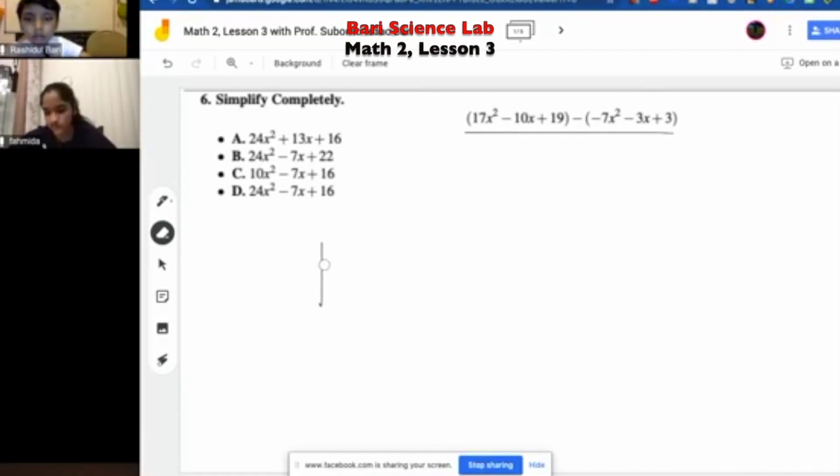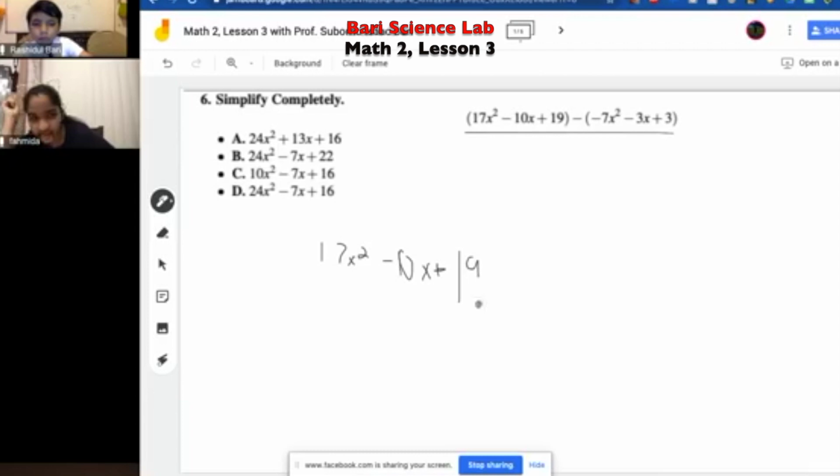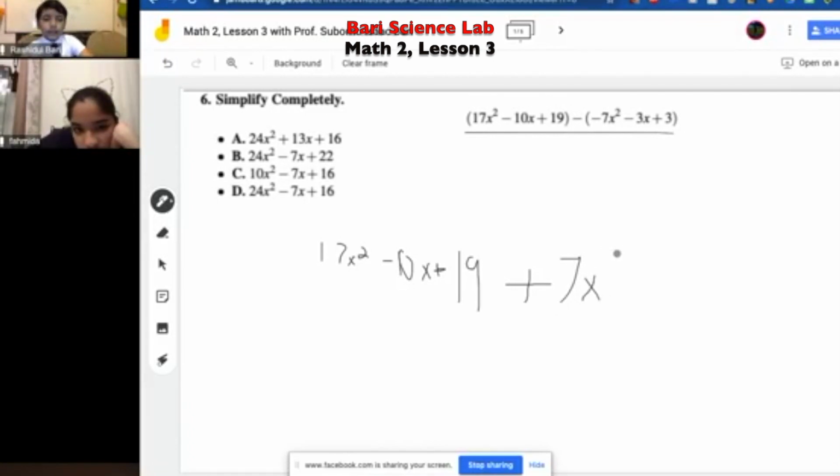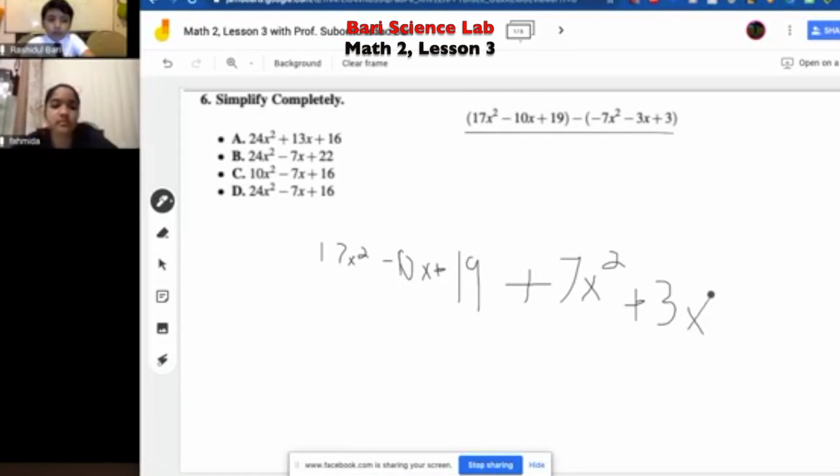17x squared minus 10x plus 19. And what would distributing the negative to the right side give us? Plus 7x squared. Okay. And then? Positive 2x. Okay. And? Negative 3. Good. So, if you add these up, what do you get? You have to add the left. Okay.